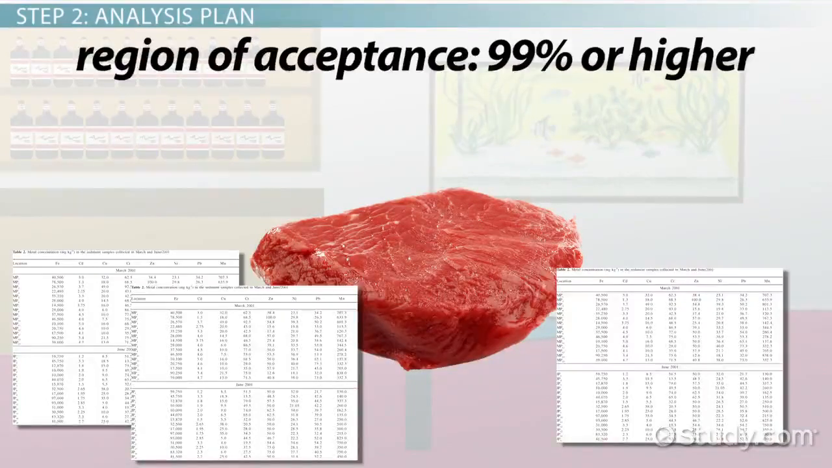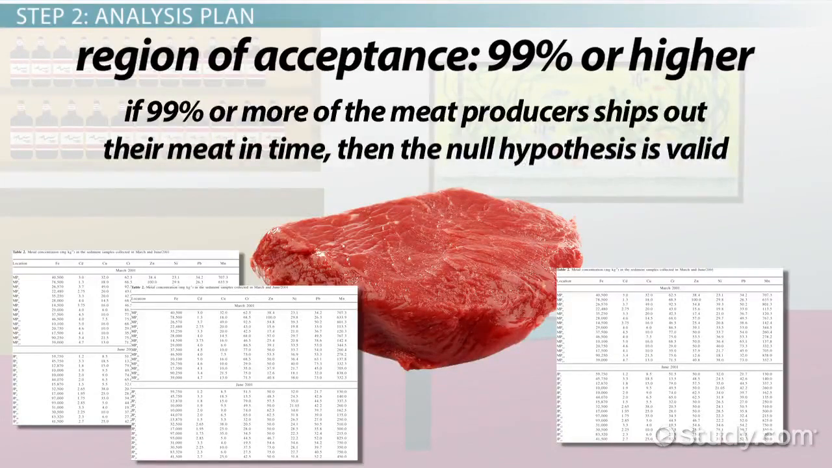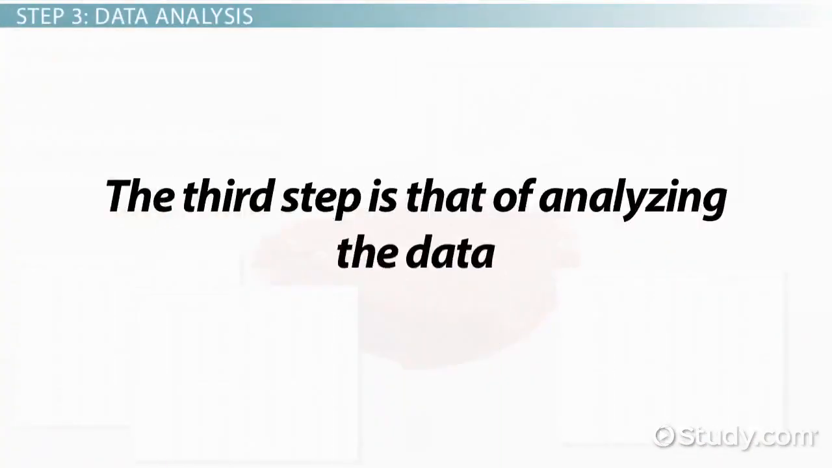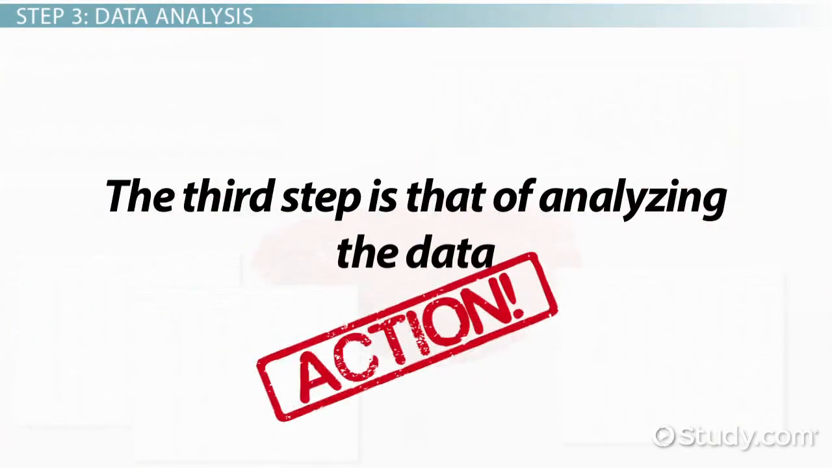The region of acceptance is 99% or higher. This means that if 99% or more of the meat producers ships out their meat in time, then the null hypothesis is valid. The third step is that of analyzing the data. It is the putting step 2 into action.